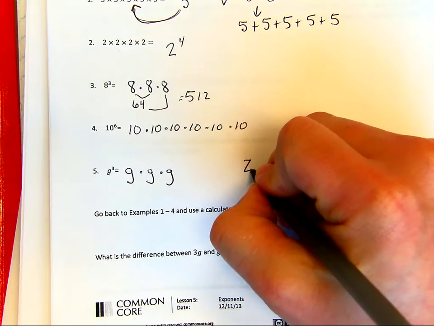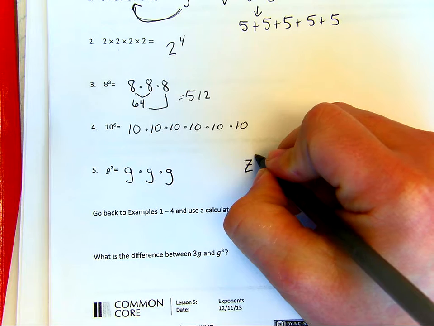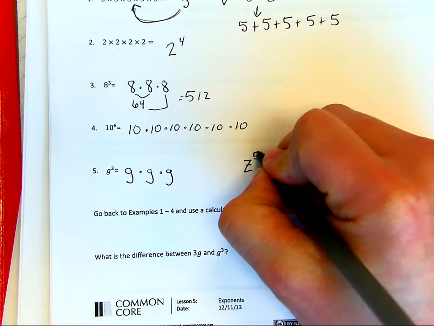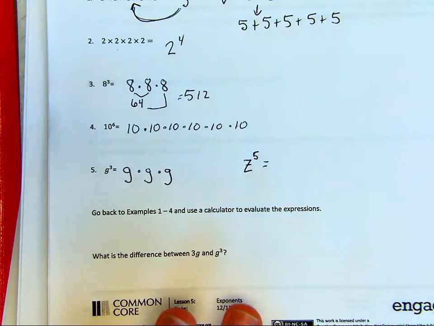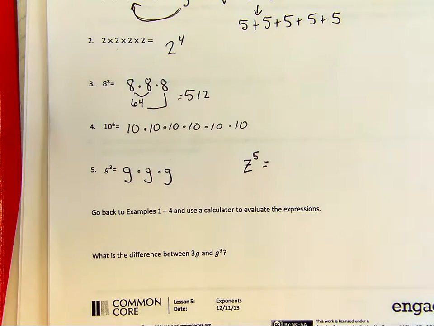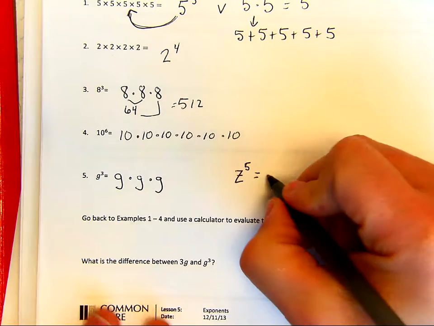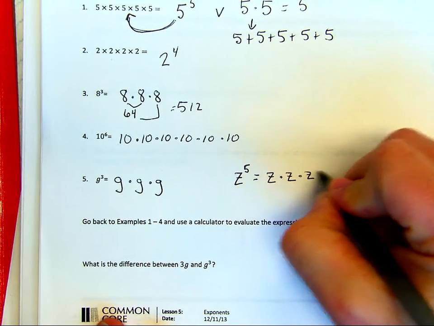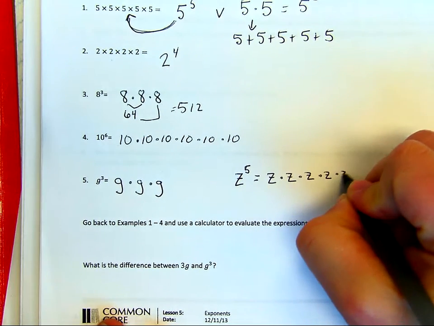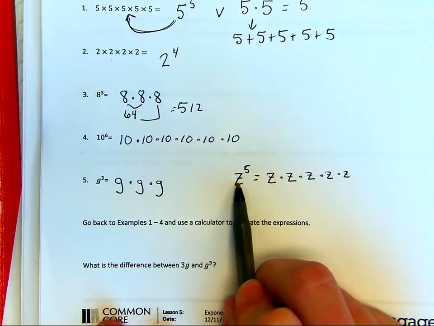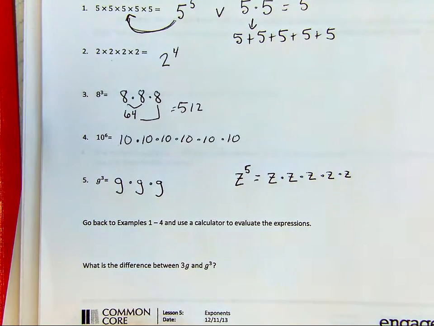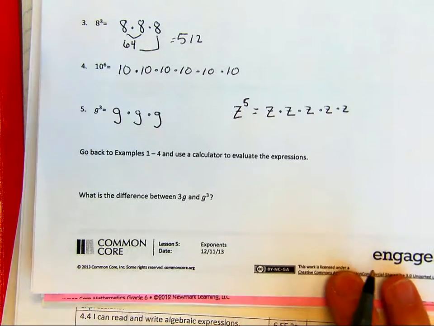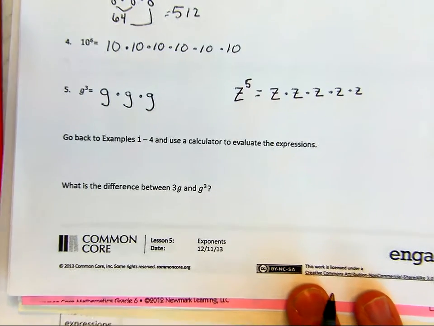What about if I said Z to the 5th power? What would that look like? Z to the 5th power. Jada? Z times Z times Z times Z times Z. So exponents are repeatedly multiplying the base. Very good.